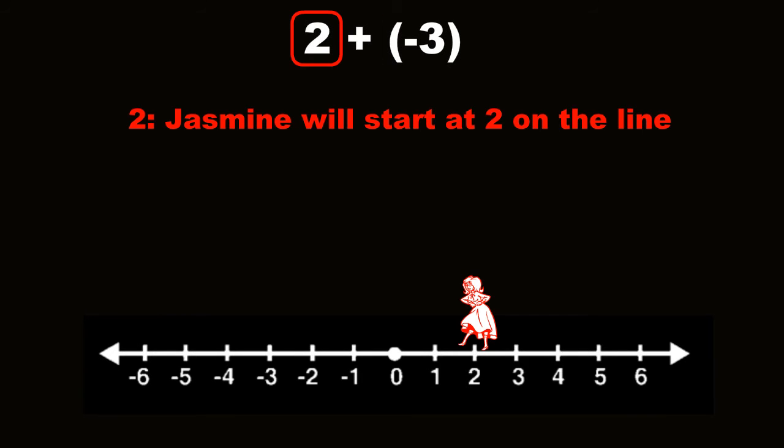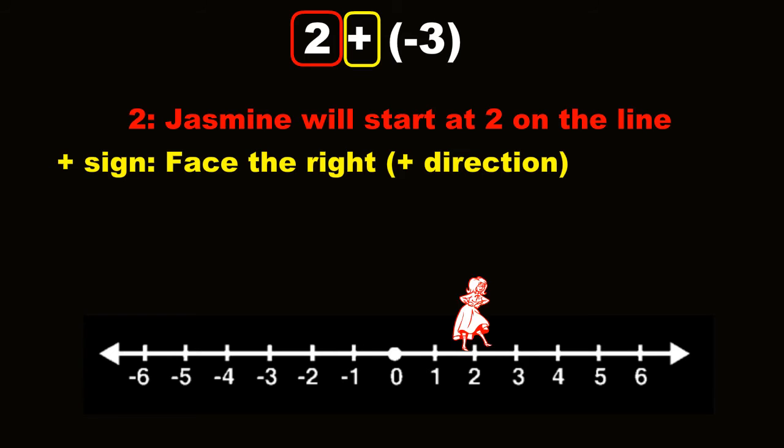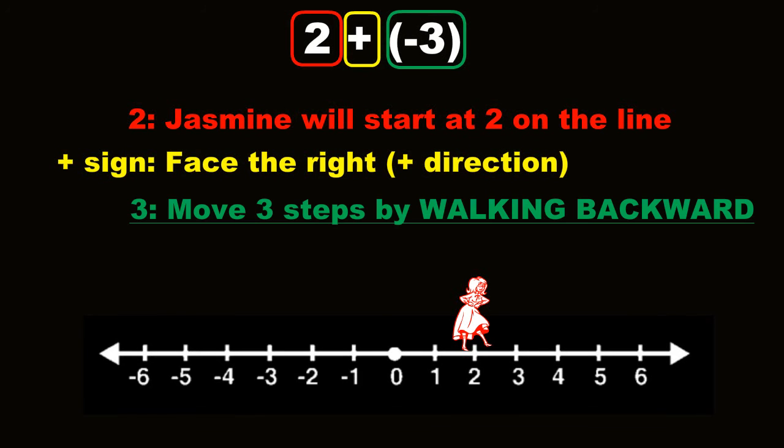This time we will do 2 plus negative 3. Let's see how it works on our number line. First, Jasmine starts at 2 and then she faces the right. So far so good. How about the negative 3? Jasmine will still take 3 steps, but because the number is negative, she will walk backward. That's how we get the answer negative 1.